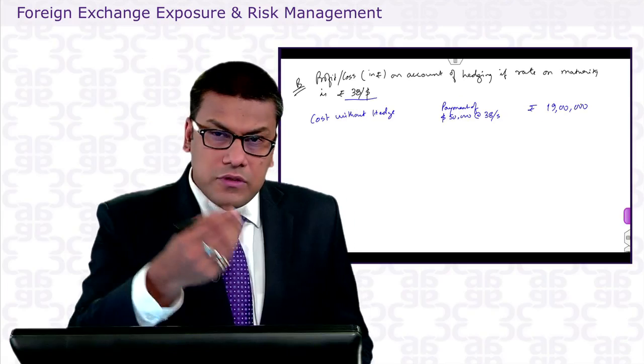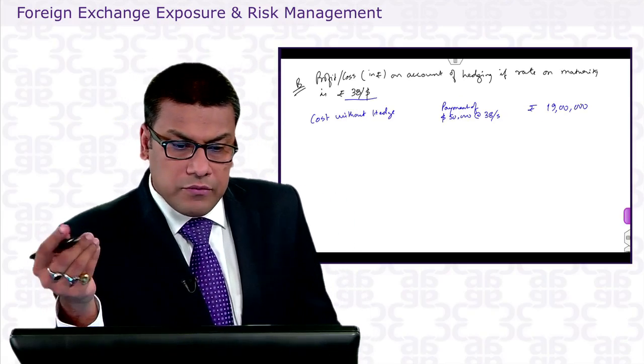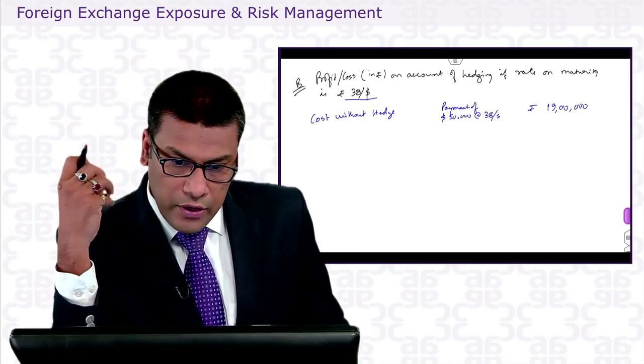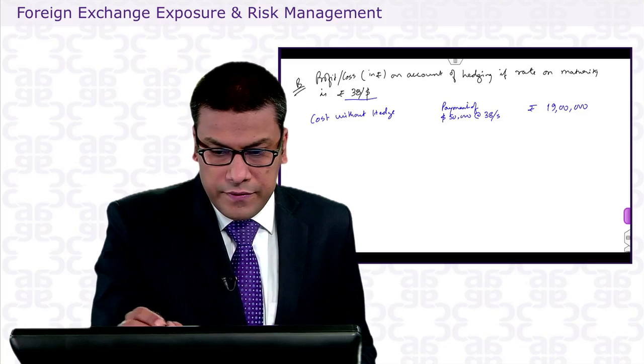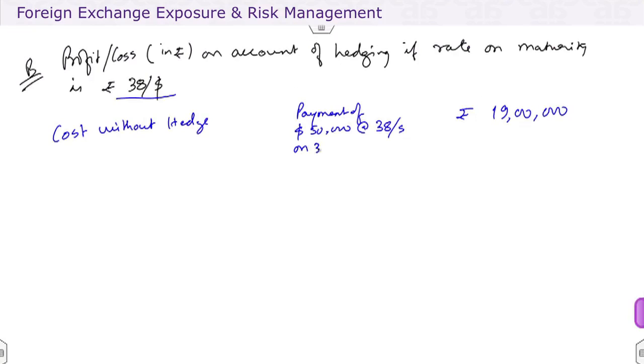Because you are not entering into an agreement, and when you are actually paying on 30th of September, this is the payment of 50,000 on 30th of September 2008. So the rate which is applicable at that time is what you have to pay. So rate at that time is 38 to a dollar, that is what you have to pay.